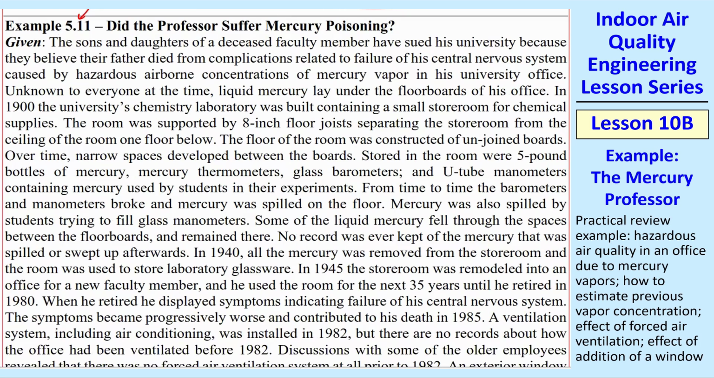Liquid mercury forms little spheres that were laying down under the floorboards in this kind of dead space between the floorboards that had some gaps in them. And then there's just a dead space 8 inches to the floor joists. And so the mercury just sat there for 35 years or so evaporating. And so there was mercury vapor in the room.